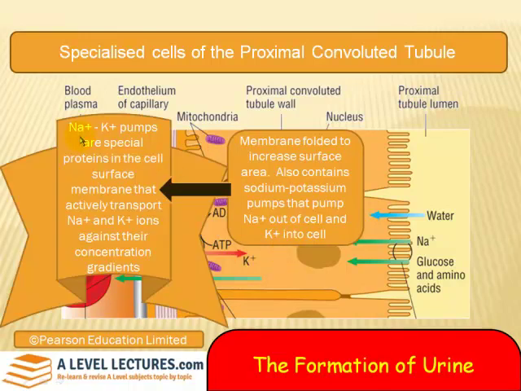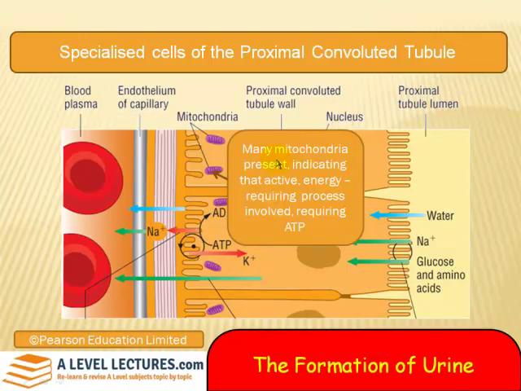Now sodium potassium pumps are special proteins in the cell surface membrane that actively transport sodium and potassium ions against their concentration gradients. Now if you are getting transport against concentration gradients, you can guarantee you're going to need lots and lots of energy, and therefore you've got loads and loads of mitochondria. So mitochondria are present. What these do is provide energy from ATP to energize this sodium and potassium pump. Let's see now the various stages.